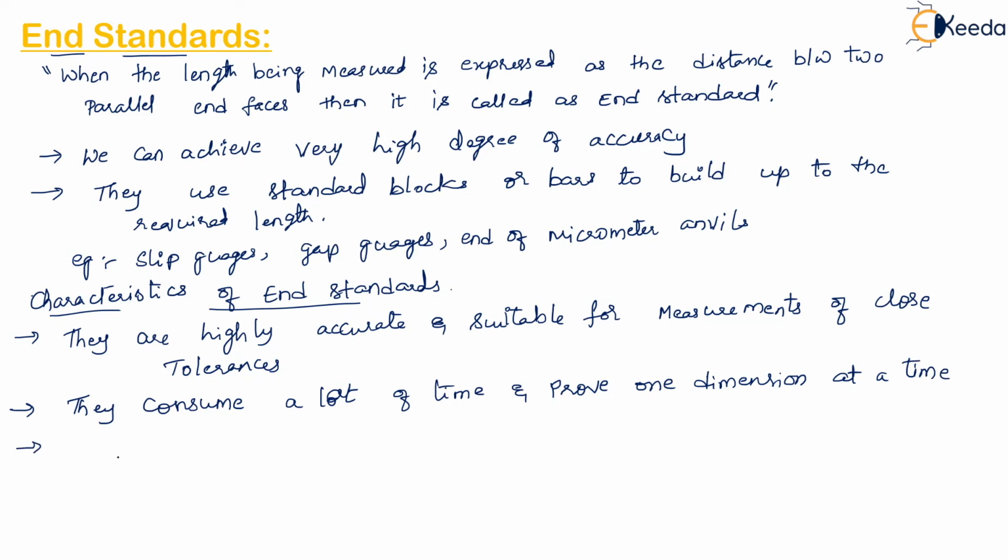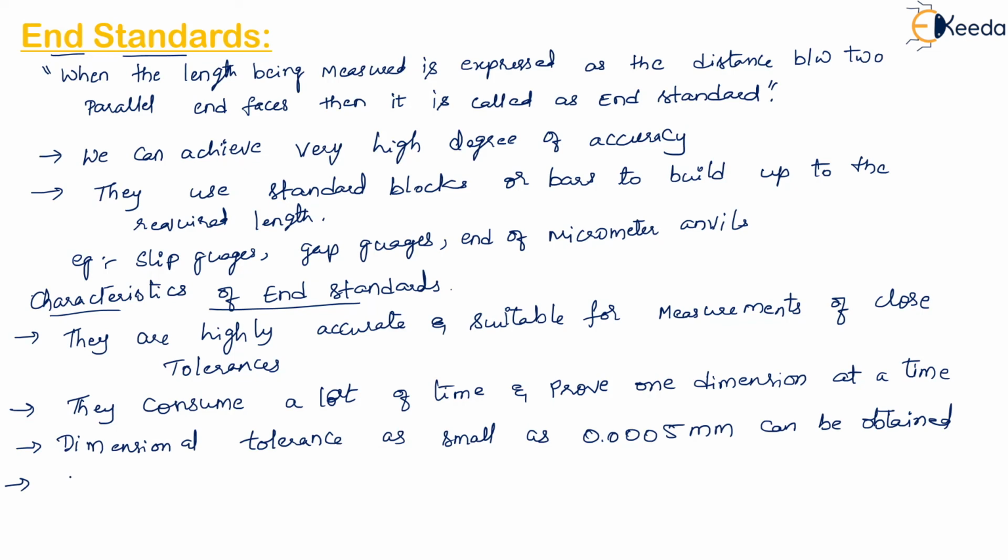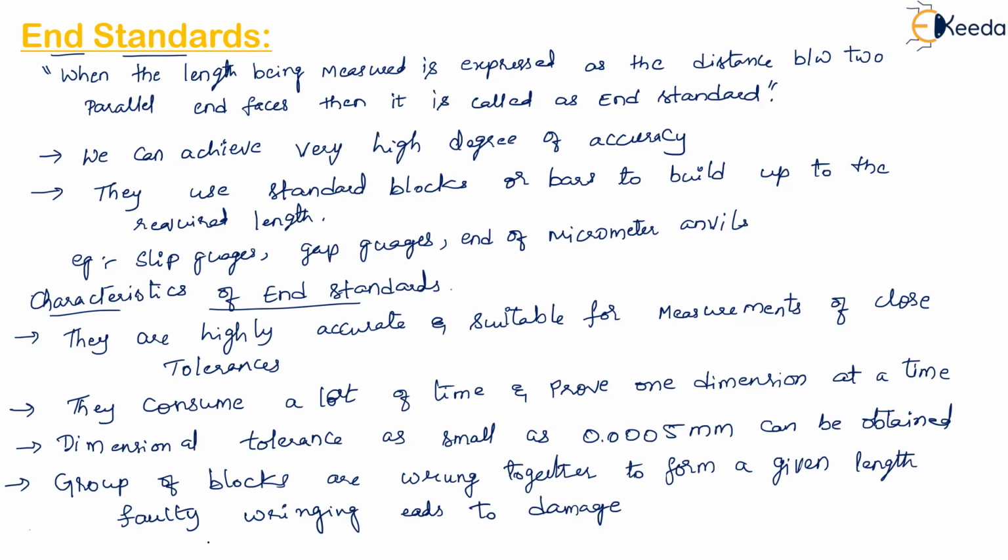The next characteristic, dimensional tolerance as small as 0.005 mm can be obtained. A group of blocks are rung together to build up any length, so faulty ringing may lead to damage. These standards are subjected to wear on their measuring faces and hence can lead to faulty measurements.